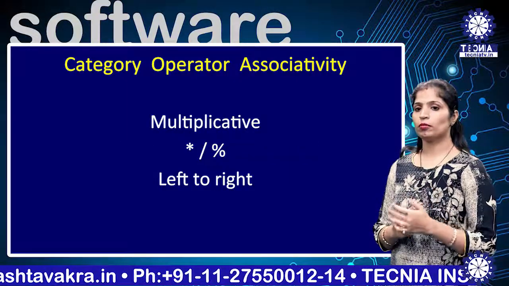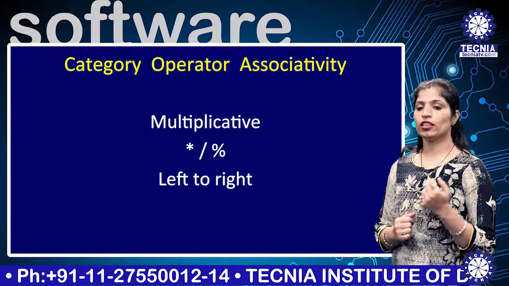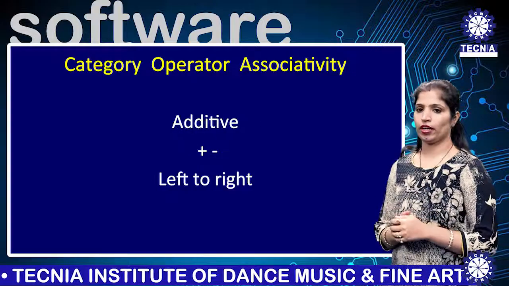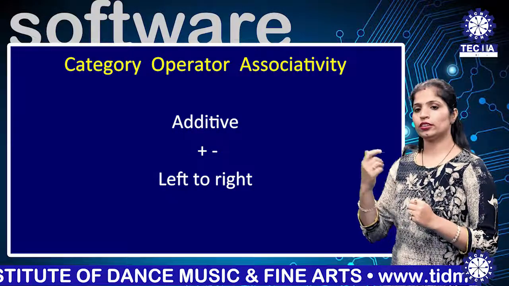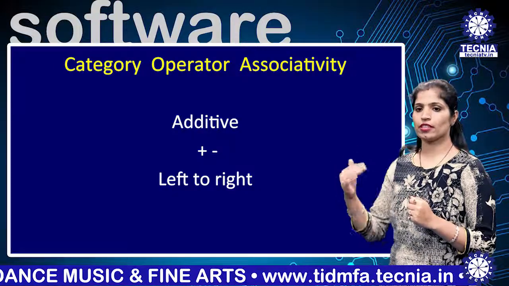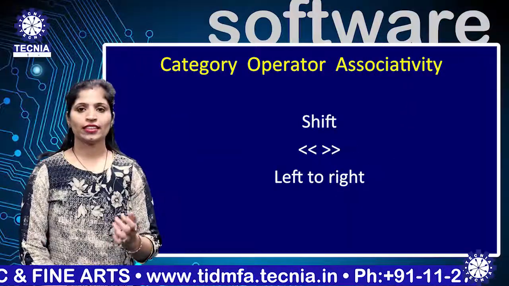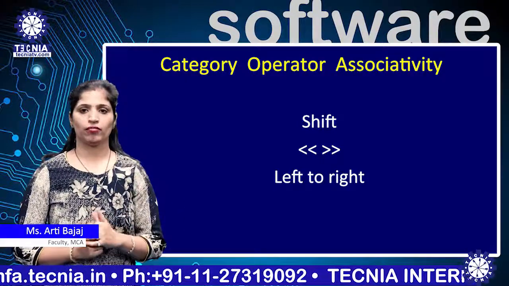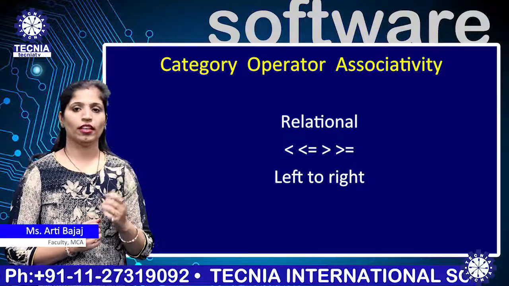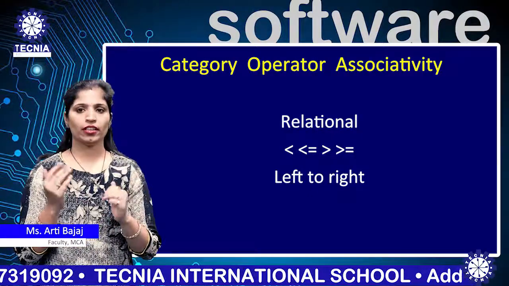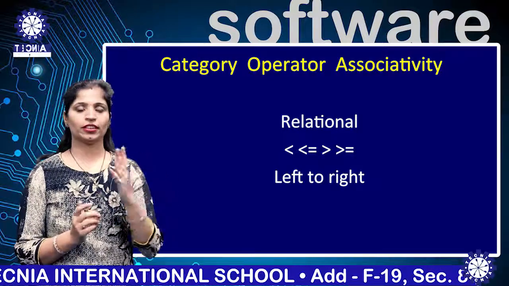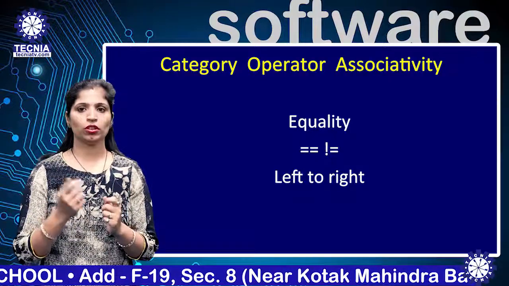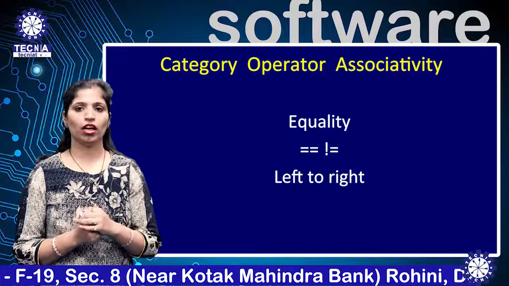The third is multiplicative. It contains the operators multiply, divide, modulo. It has associativity from left to right. Next is additive. It contains plus and minus, also from left to right. Next is the shift operators, left shift and right shift, from left to right. Next is relational, like less than or equal to, greater than or equal to, from left to right. Next is equality, double equals and not equals, from left to right.